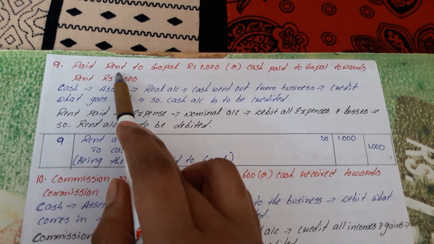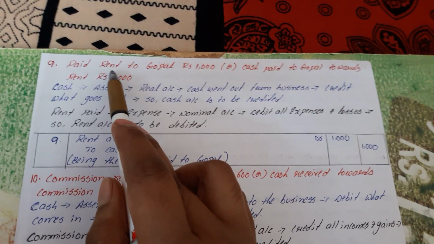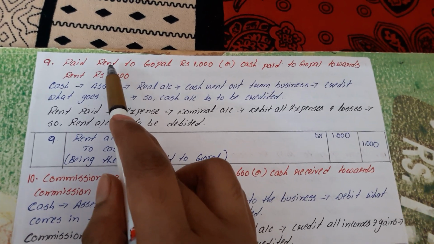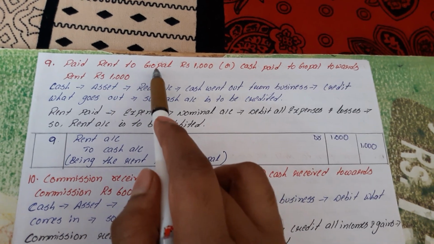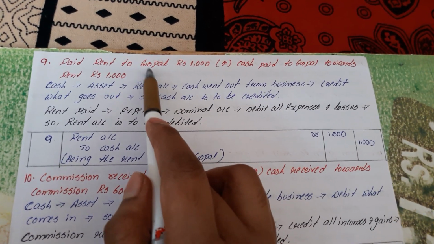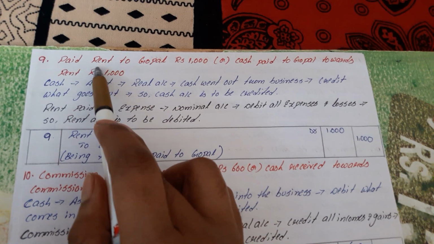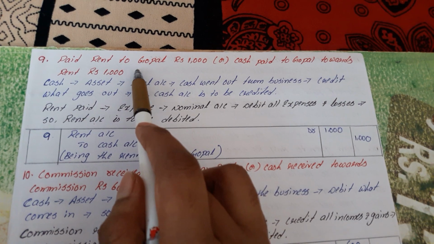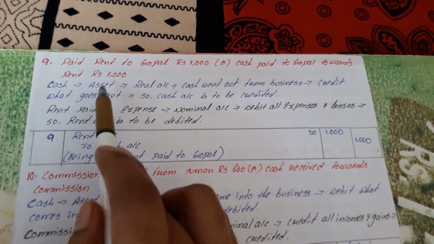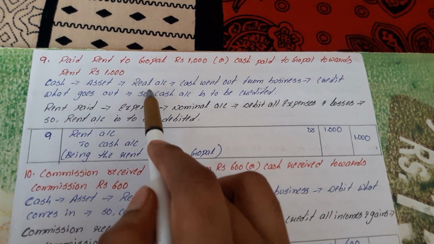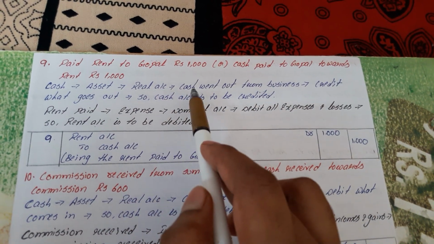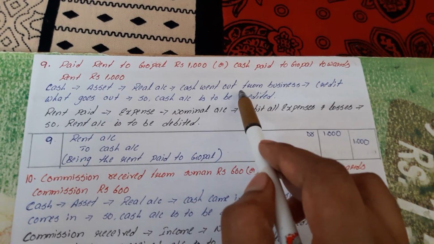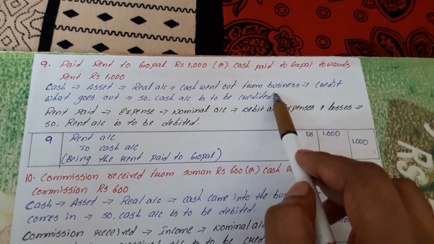How can we pay rent to the owner? We can pay rent to the owner in the form of cash only. Remember, rent we can pay to the person who is the owner of the house. The owner of the house is Gopal, and we have paid Gopal a rent worth rupees 1,000. Rent will be paid in the form of cash only. Cash is an asset, and asset comes under real account. Real account means cash went out from the business. When we pay rent, cash will go out from the business.